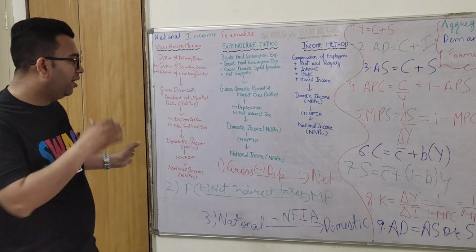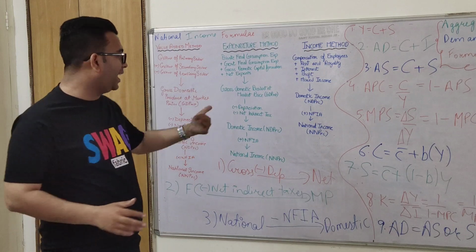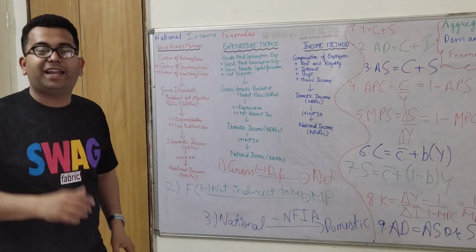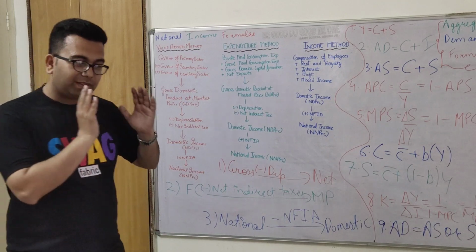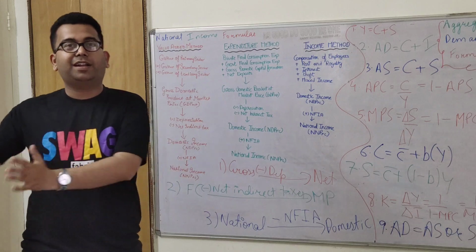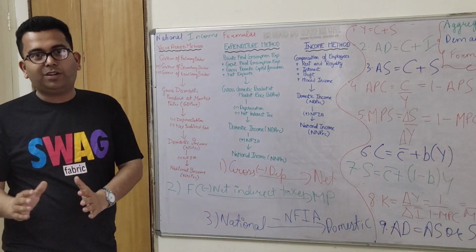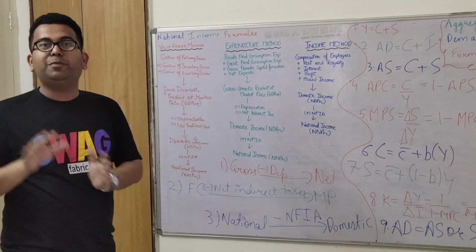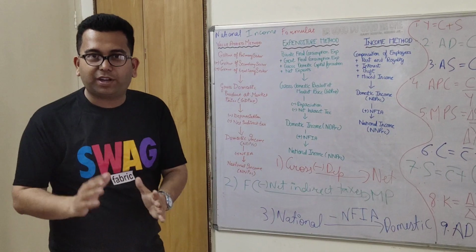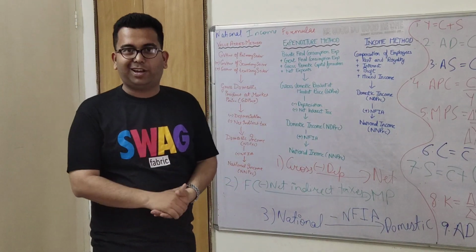Last but not the least, from national to domestic, what will you do? Subtract NFI. And as we studied in numericals, from domestic to national, what would you do? You would add NFI. And what is NFI? Net factor income from abroad. The formula is net factor income from abroad minus net factor income to abroad: what you receive minus what you have paid to the foreign country. So these were, in a crux, the formulas of national income.